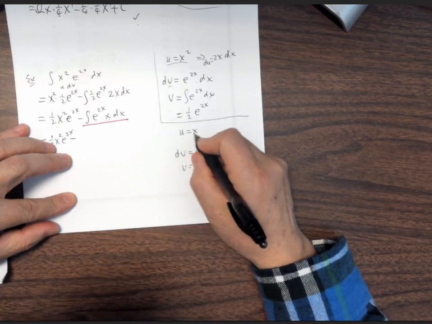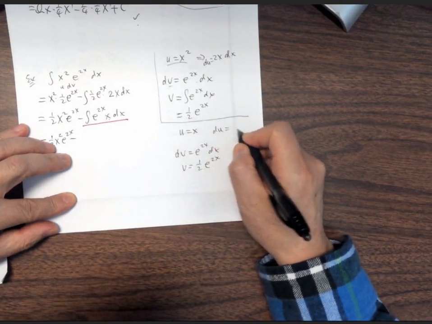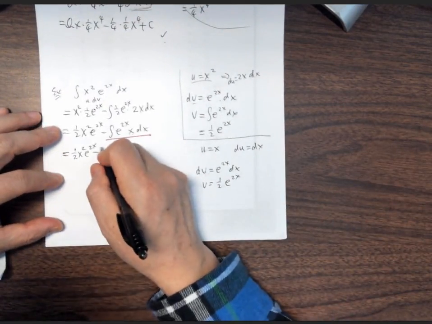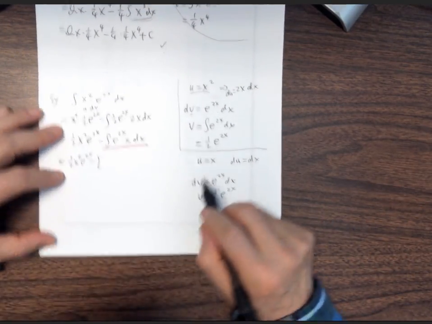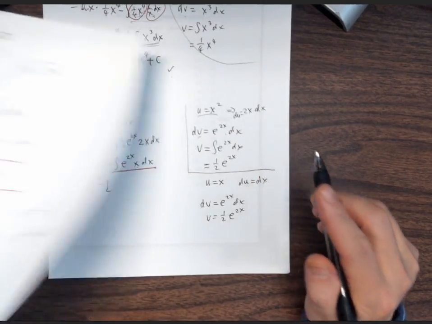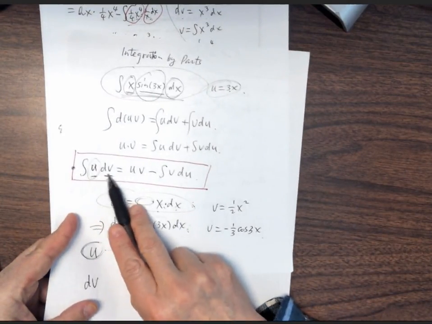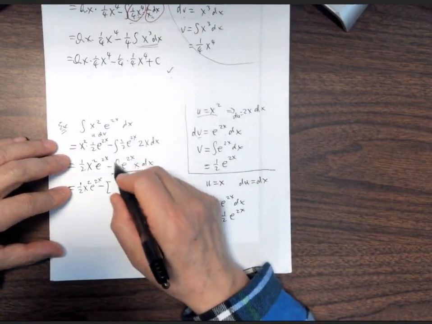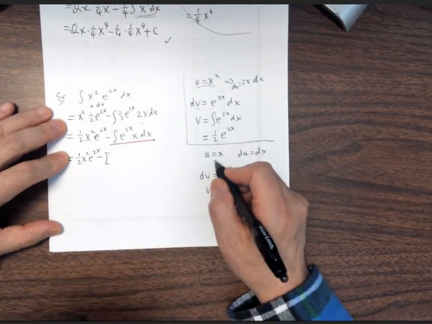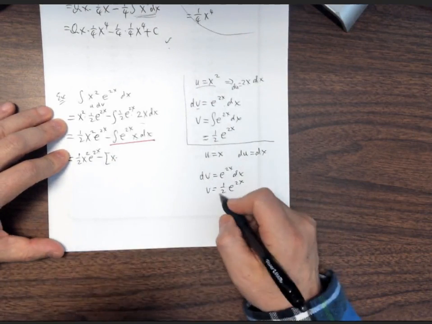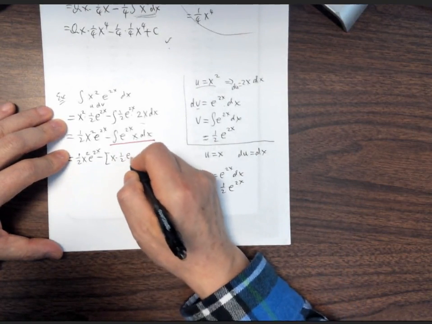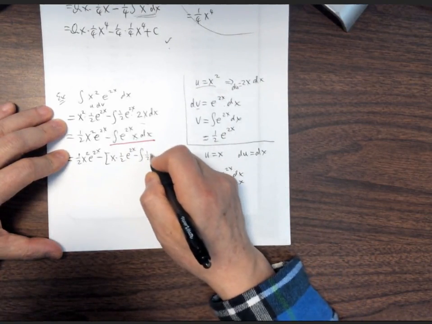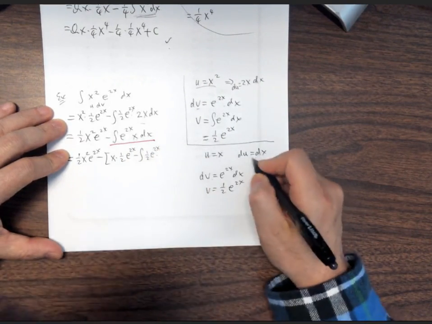And the du, we need the du too, right? So du equal to dx. Now apply the integration by parts formula: u dv equal to uv minus v du. So from this we have u times v minus v du.